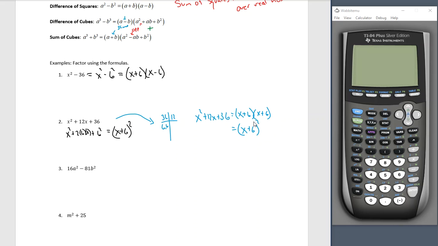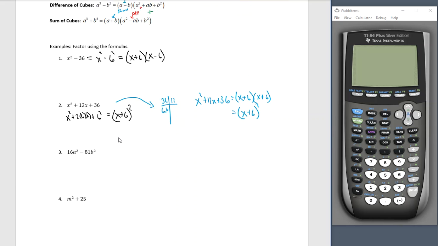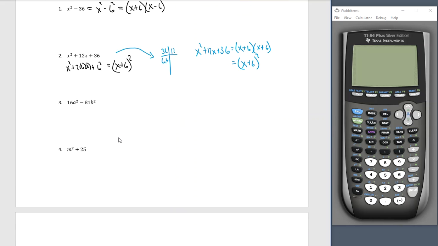So if you have limited memory and you could only store a couple of things, the formulas still on the page are the ones that you should definitely memorize, more so than the perfect square trinomial. But, you know, every once in a while I'll throw one of those in just so we can check it out a little bit.